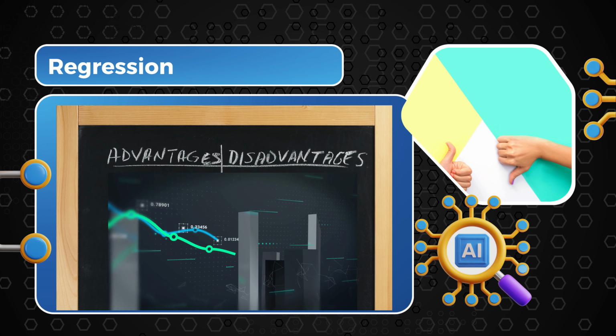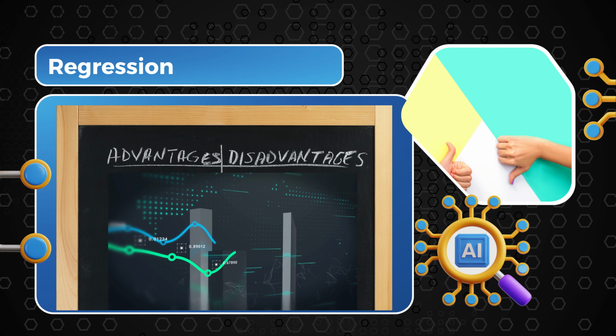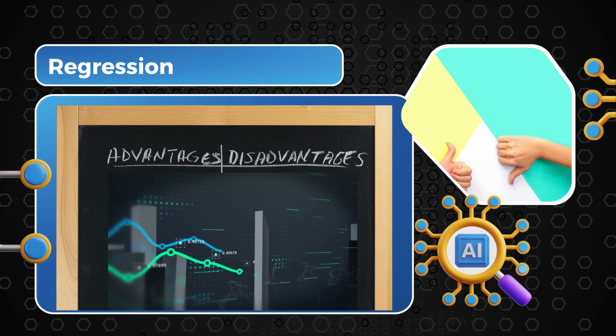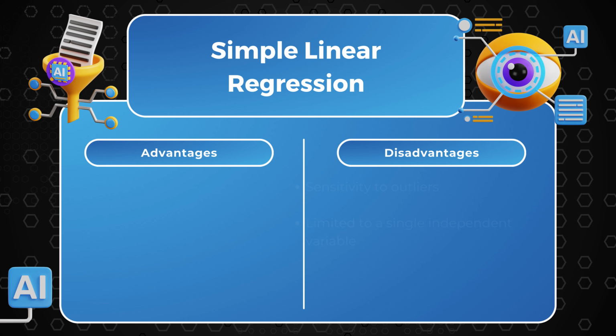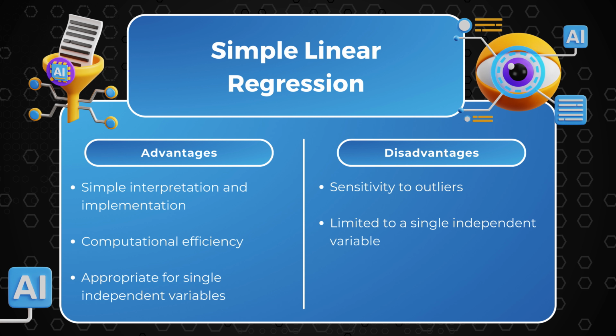Now, let's summarize the advantages and disadvantages of many regression algorithms. Simple linear regression. Advantages: easy to interpret and implement, computationally efficient, suitable for cases with a single independent variable. Disadvantages: it is sensitive to outliers, and as I said before, it can be used with only a single independent variable.